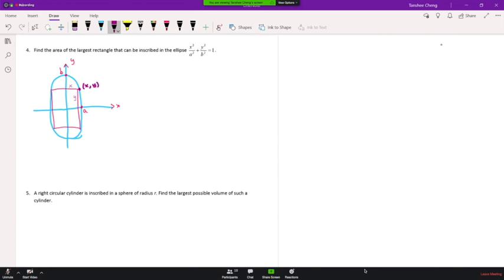So the idea to attack this problem is looking at the rectangle in quadrant 1, finding its largest area, and then later multiplying by 4 to get the whole picture. Because this rectangle is in quadrant 1, the length will be x, and the height will be y. That's what we're going to be using.